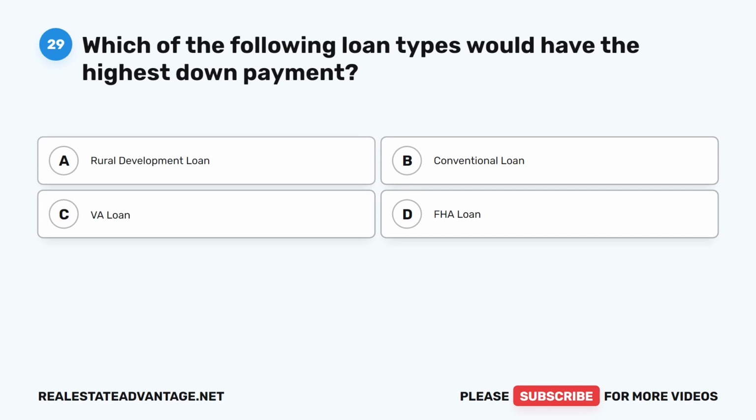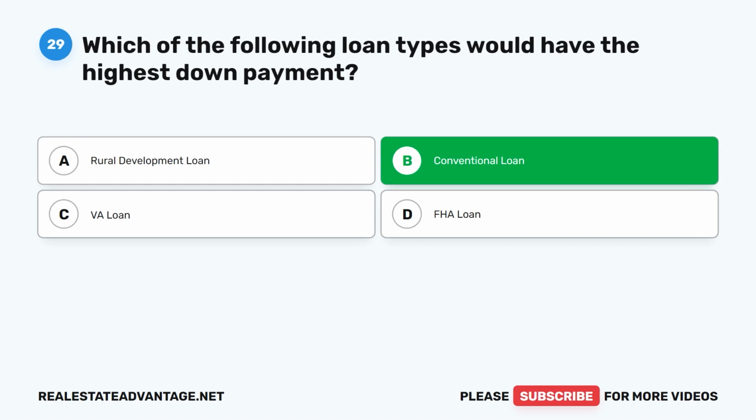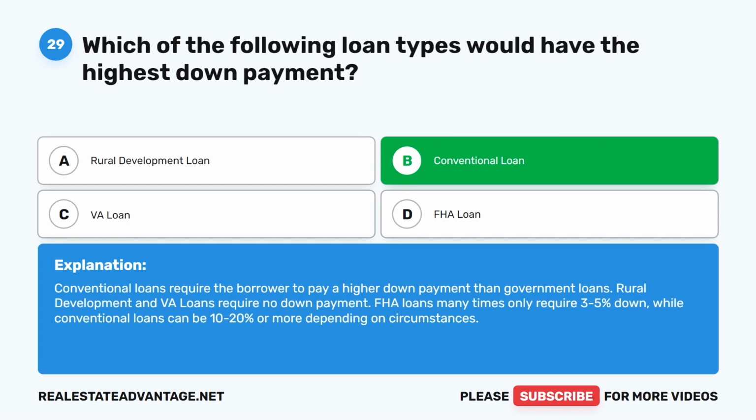Question 29. Which of the following loan types would have the highest down payment? A. Rural development loan. B. Conventional loan. C. VA loan. D. FHA loan. The correct answer is B. Conventional loan. Conventional loans require the borrower to pay a higher down payment than government loans.